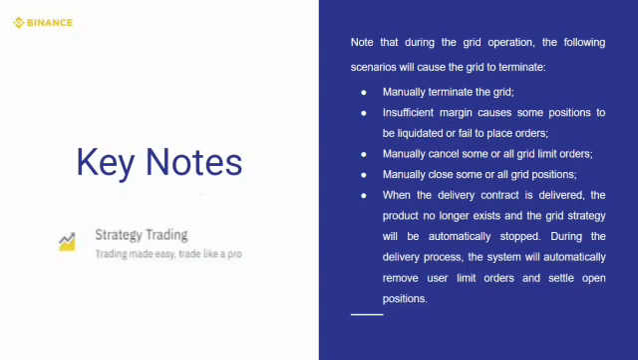Key notes to note: during the grid operation, the following scenarios will cause the grid to terminate. To manually terminate the grid, insufficient margin causes some positions to be liquidated or fail to place orders. Manually cancel some or all grid limit orders. You can manually close some or all grid positions. So when the delivery contract is delivered, the product no longer exists and the grid strategy will be automatically stopped during the delivery process. The system will automatically remove user limit orders and set to open positions.